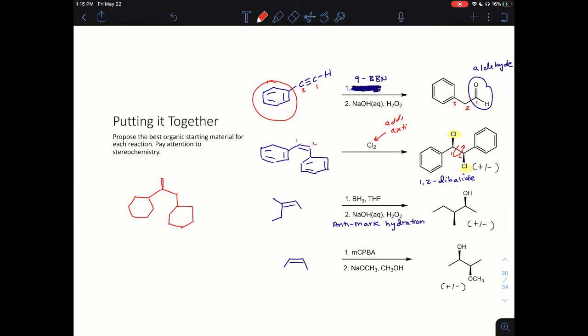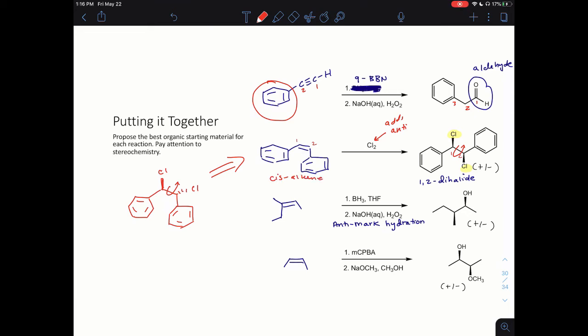So as soon as chlorine first added, it looked like this, okay? And then there is free rotation to get there. Because, you know, having the phenyl groups anti to one another, having the alkyl chains anti, is definitely the most stable conformation of the alkyl chain. But when chlorine added, it added in an anti fashion, and this came from the cis alkene. So you just want to be careful here.